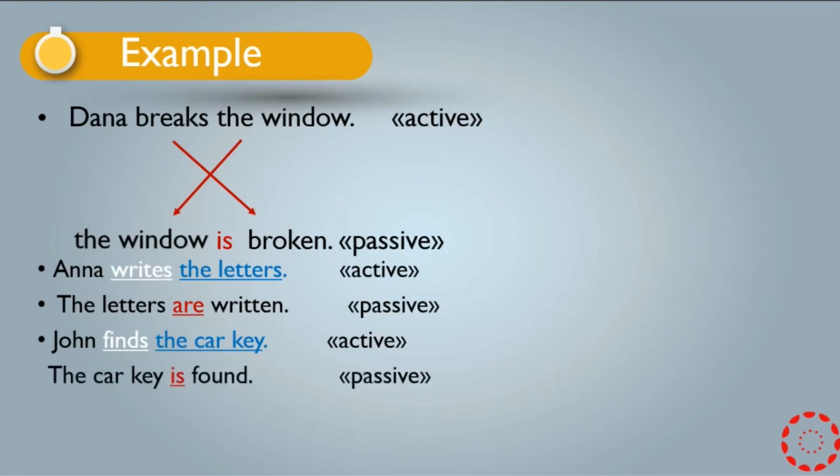Okay, so you have to be careful. Do not mix up this s with this one. This one is a verb. It does not mean that it is plural. So we have to decide by the object whether it is plural or singular. So, the car key is found.